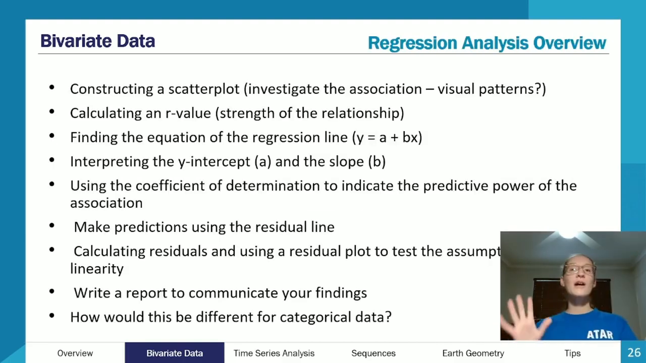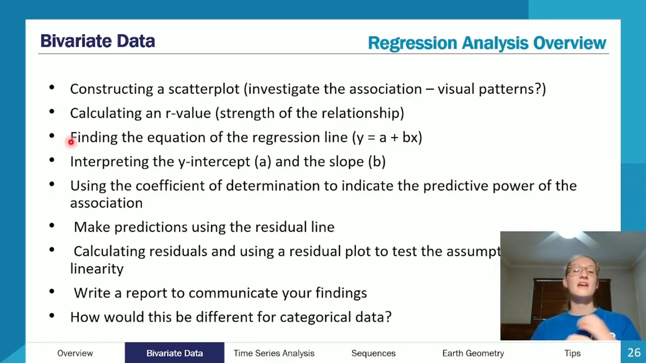So a quick overview to sum up what we just talked about with our scatter plots and everything, which is actually called a regression analysis. You can see the overarching pattern of why we do each step. We start out by constructing the scatter plot to see visually if we can identify an association or a pattern. Then we can calculate an R value to get the precise strength of the relationship, and that also tells us about the direction.